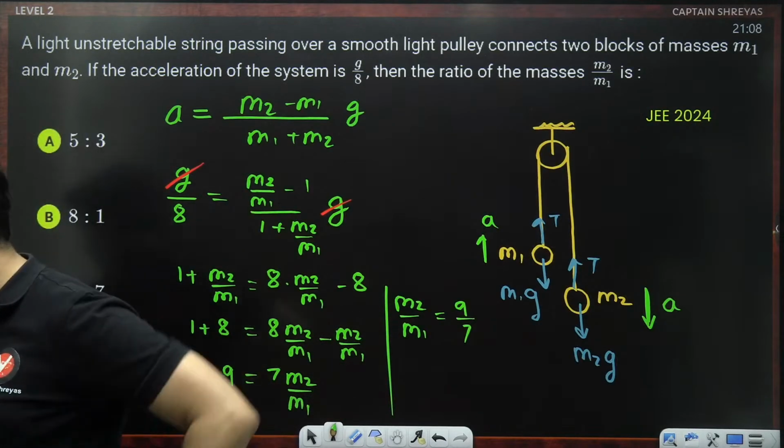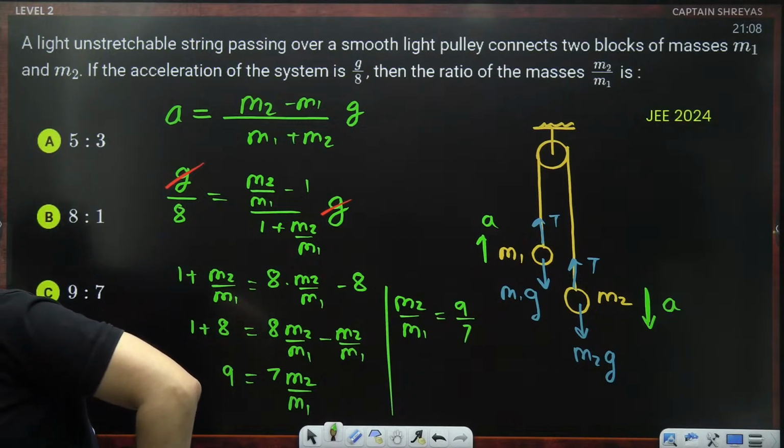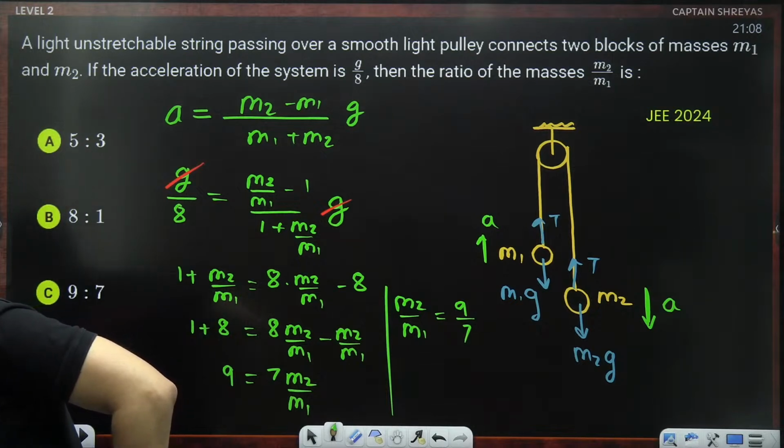If you wrote C for Captain Shreyas, very good. Awesome. Yes, we'll be doing circular motion after this. Don't worry. Very good. Awesome. Hello, Riru. Very good, Tara. Awesomeness, Arborine. Very good. Awesome.